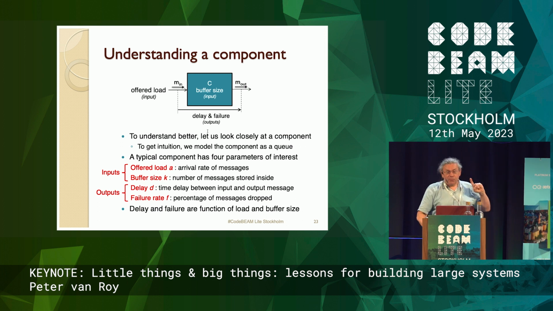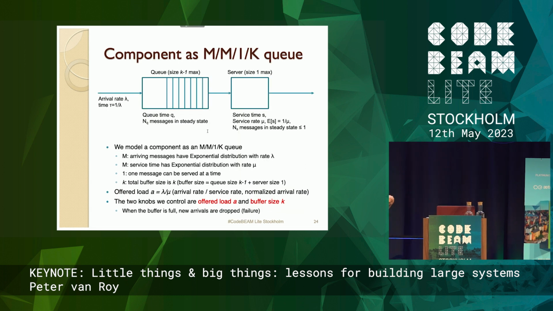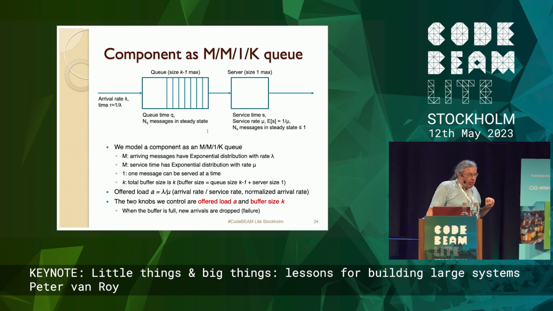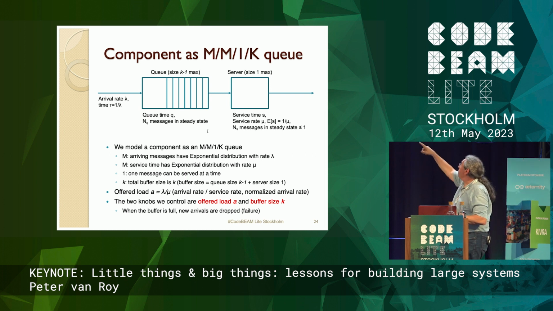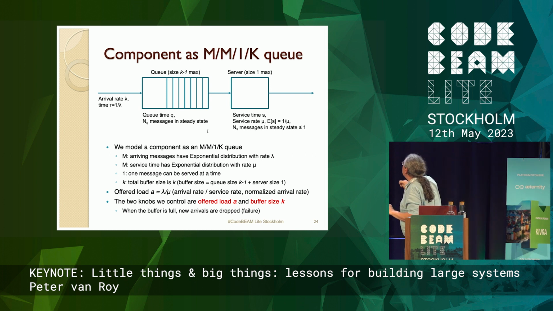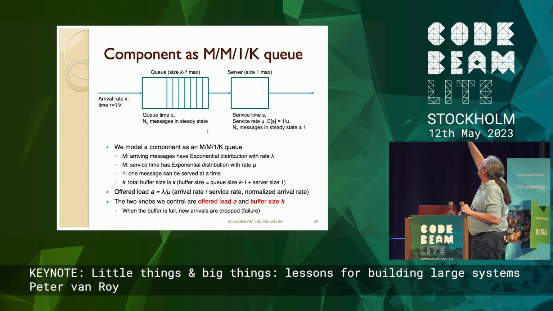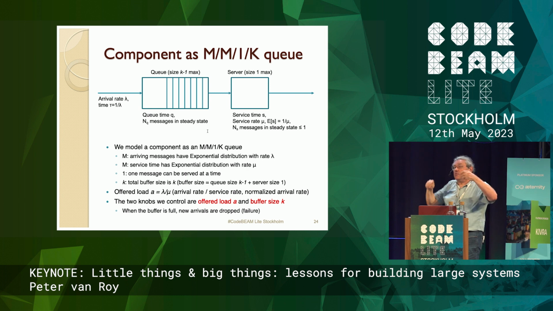And now, a little bit of queuing theory. So we consider the component as what's known as an M/M/1/K queue. So you have a queue of size K-1 and a server which does the actual work. Packets are coming in. The first M means they come in exponentially distributed. The second M means the time to service is also exponentially distributed. The 1 means there's only one server, one message at a time, and the K is the buffer size. If a message comes in and the buffer is full, it's dropped, okay?